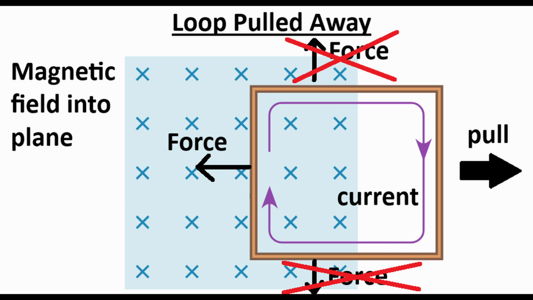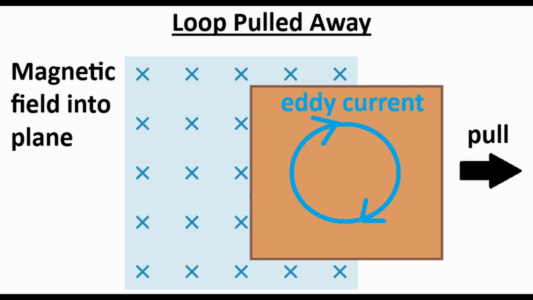We have to do work to expend energy to counteract this force. This energy that we are adding to the system ends up being converted into heat within the loop. This can be verified as a small increase in the temperature of the conductor.